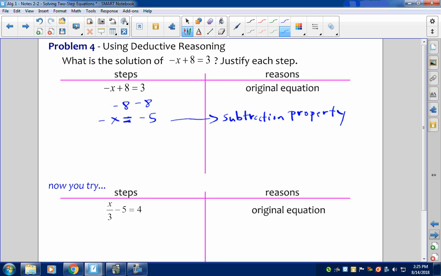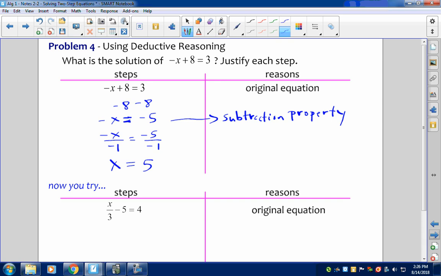See, we have a negative x here. That's not going to work. We want positive 1x. What do you have to divide each side by or multiply each side by to get a positive one? Negative, yeah. So negative 1. So I'm going to take negative x, divide it by negative 1. I'm going to take negative 5, divide it by negative 1. So x equals positive 5.